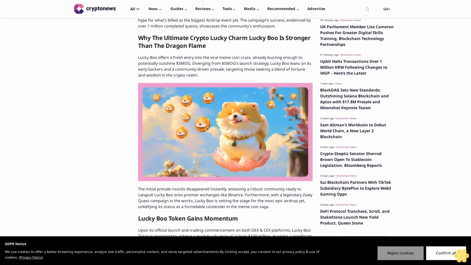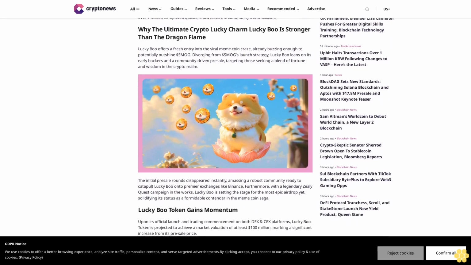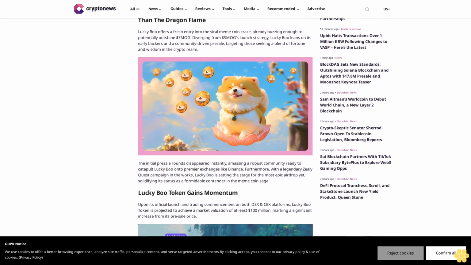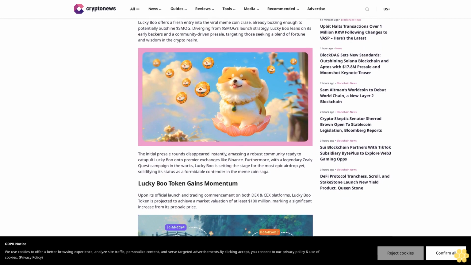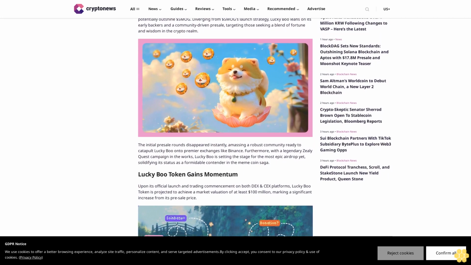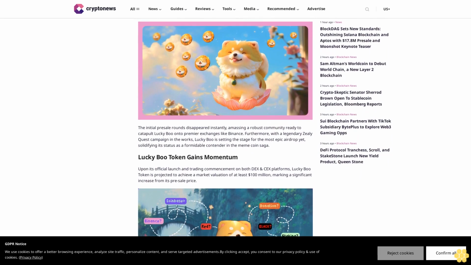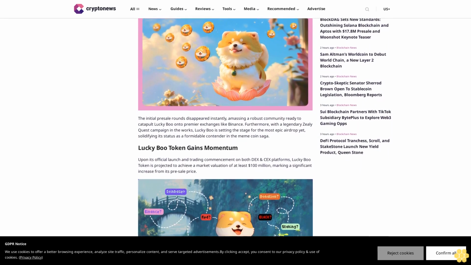Why the ultimate crypto lucky charm Lucky Boo is stronger than the Dragon Flame. Lucky Boo offers a fresh entry into the viral meme coin craze, already buzzing enough to potentially outshine $SMOG. Diverging from $SMOG's launch strategy, Lucky Boo leans on its early backers and a community-driven presale, targeting those seeking a blend of fortune and wisdom in the crypto realm.